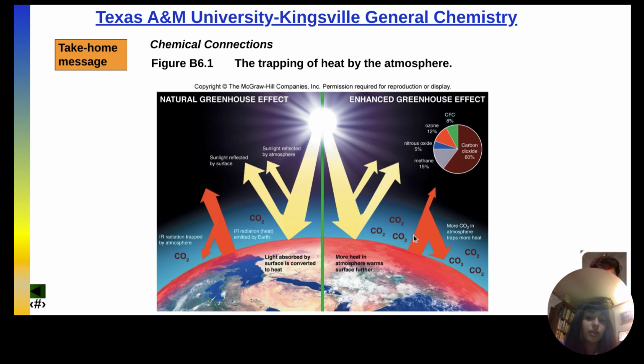In the enhanced greenhouse effect, you see that there's way more carbon dioxide. More CO2 in the atmosphere traps more heat, and more heat in the atmosphere warms the surface further. Some of it is reflected and some is emitted by the Earth, but we're still taking in more. Carbon dioxide is at 60%, CFC is at 8%, ozone is 12%, nitrous oxide is at 5%, and methane is at 15%.